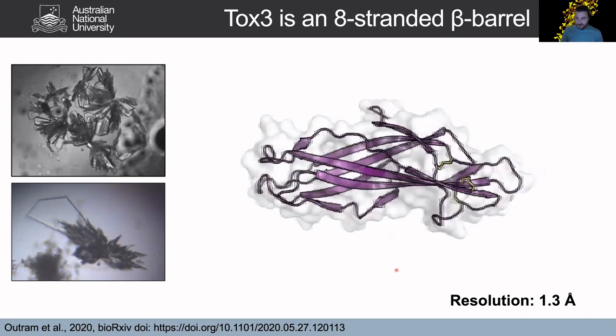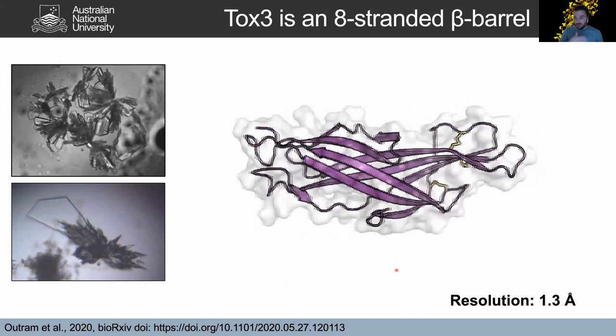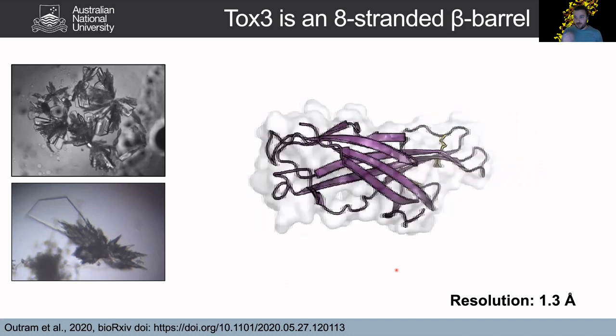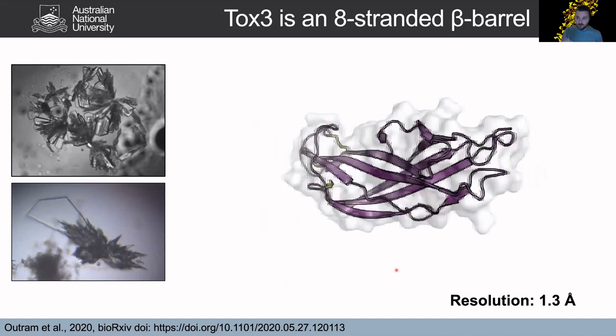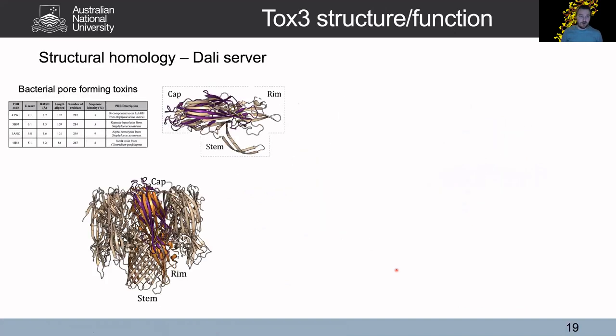So the thing you do when you get a new structure is you want to try and work out, based on other structures, what it might do. So we took the coordinates and we threw them against the Protein Data Bank to see what kind of structural homology might be out there. So we used the Dali server. And I think excitingly, initially, what came back was that we had similarity with bacterial pore-forming proteins and toxins.